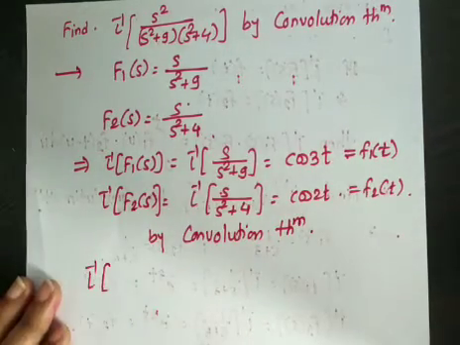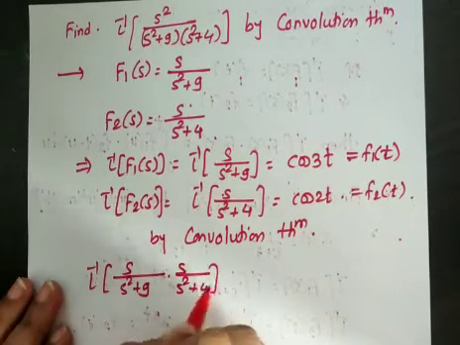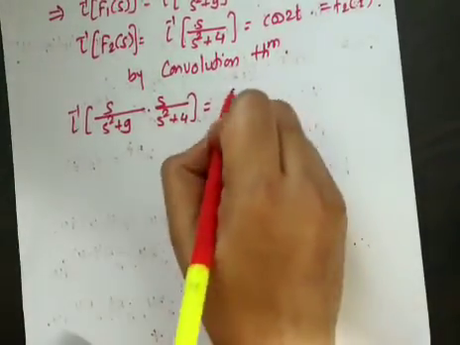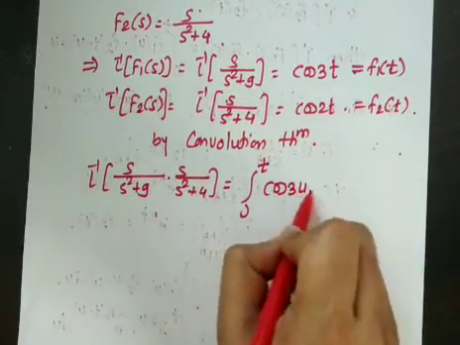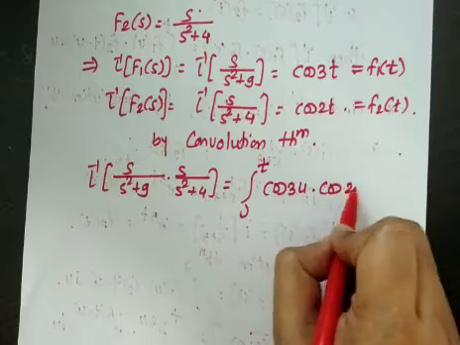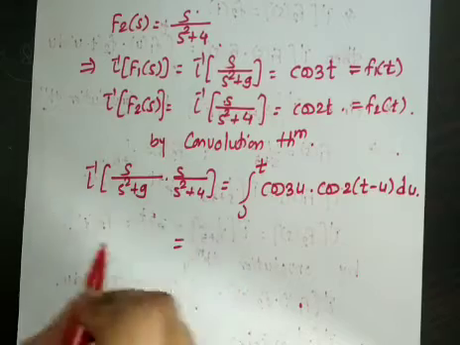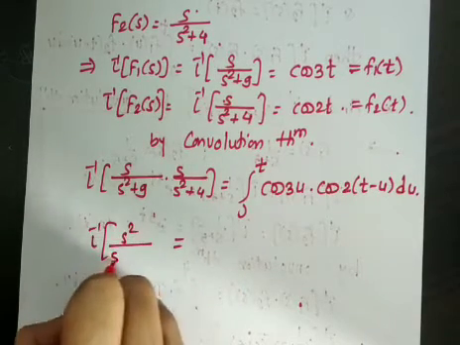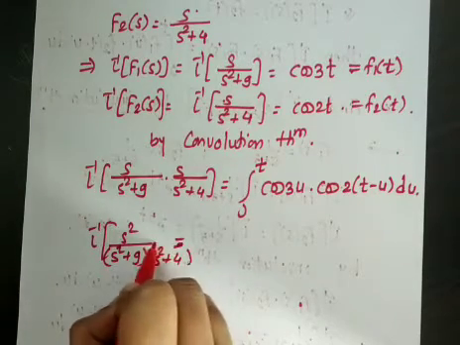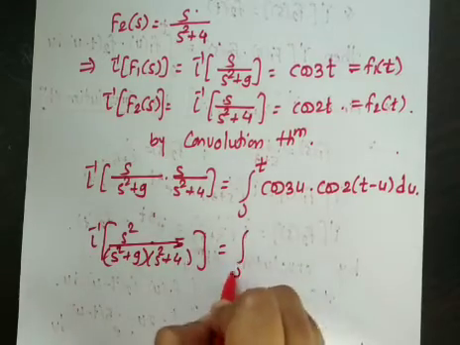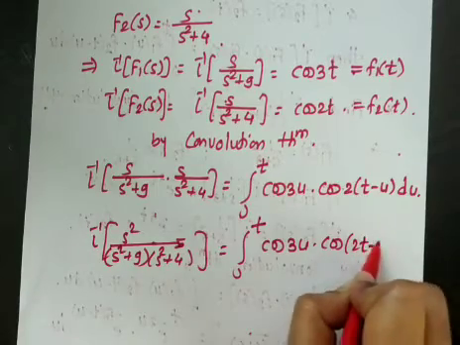Laplace inverse of f1(s) into f2(s) is equal to integration 0 to t f1(u), cos 3u, into cos 2(t minus u) du, that is Laplace inverse of s square upon s square plus 9 into s square plus 4, which is equal to integration 0 to t cos 3u into cos 2(t minus u) du.